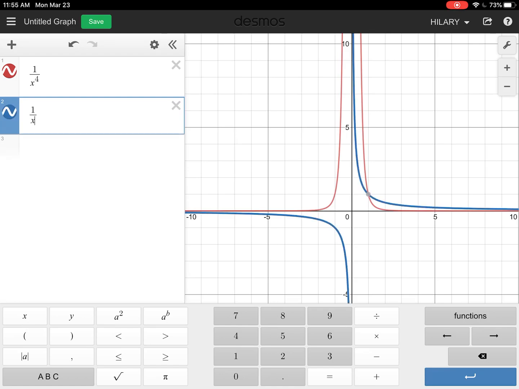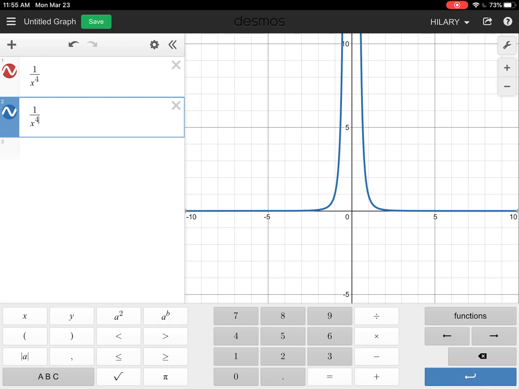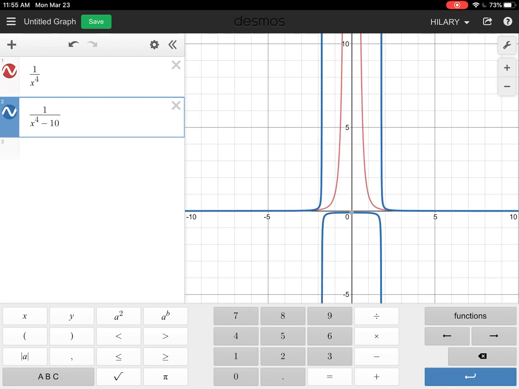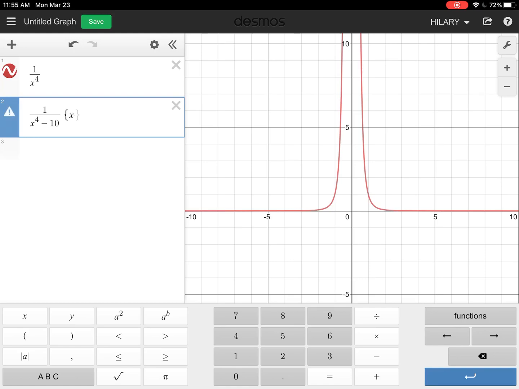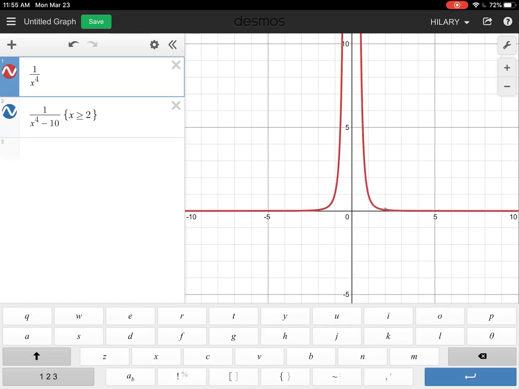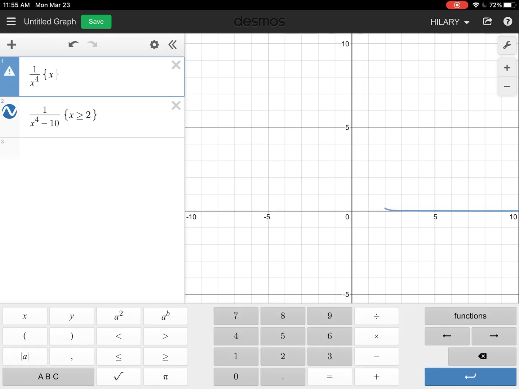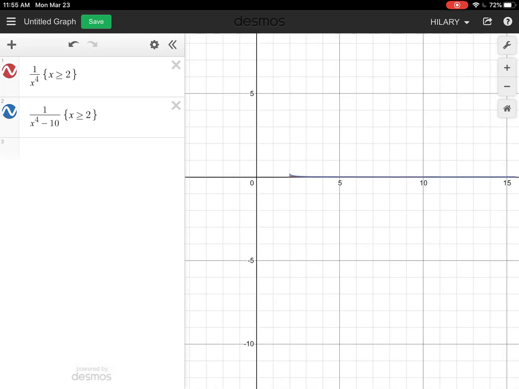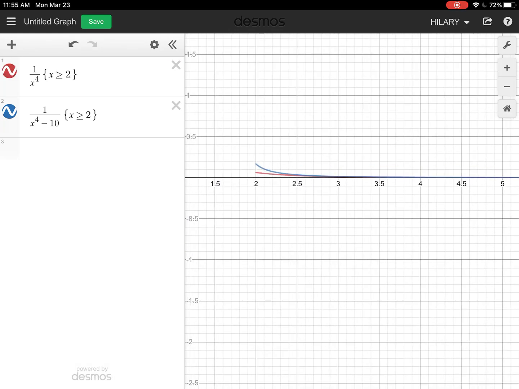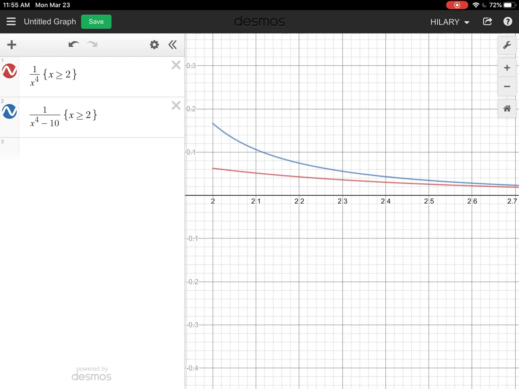And we want to compare that to 1 divided by x raised to the 4th minus 10. Okay, and we really just want to go for x greater than or equal to 2. And then put that in here as well.